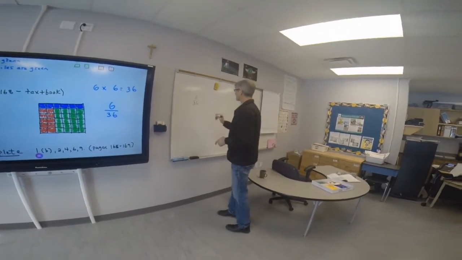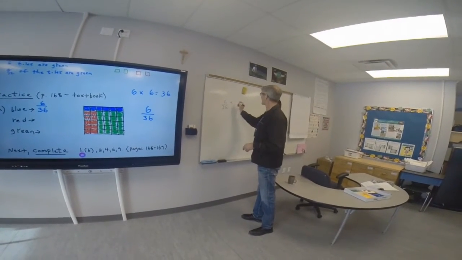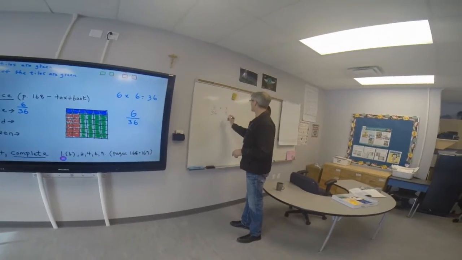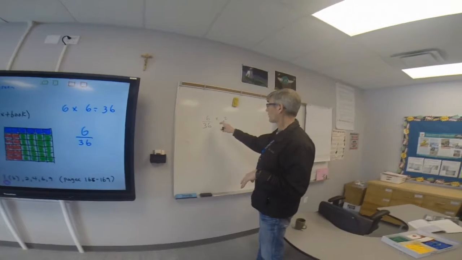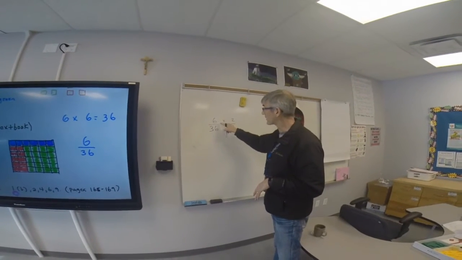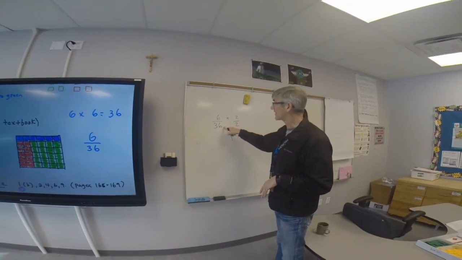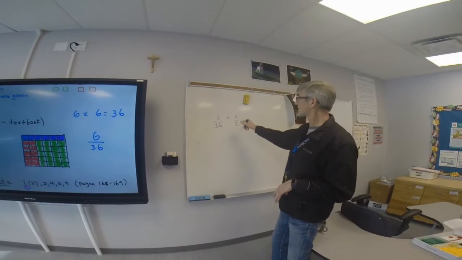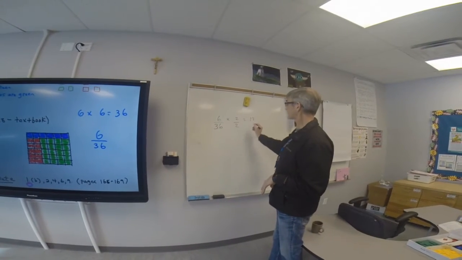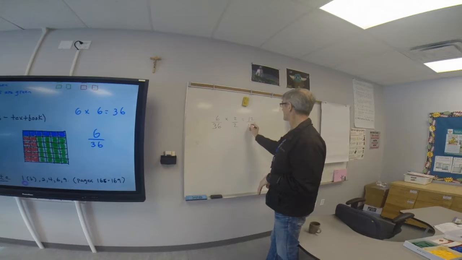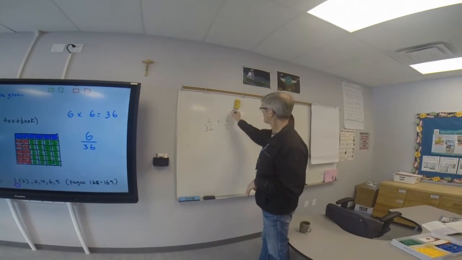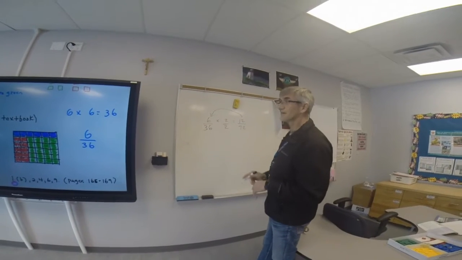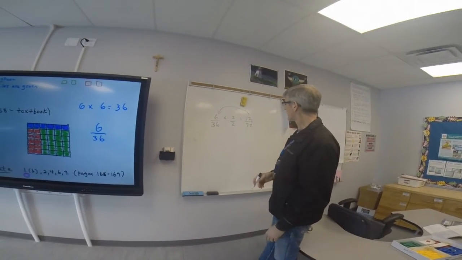So we'll multiply top and bottom by 2. When we're doing equivalent fractions, whatever we multiply the numerator by, we have to multiply the denominator by. Okay, so 6 times 2 equals 12. 36 times 2 is 72. So that would be an equivalent fraction to this one. They're equal, in other words. Okay.